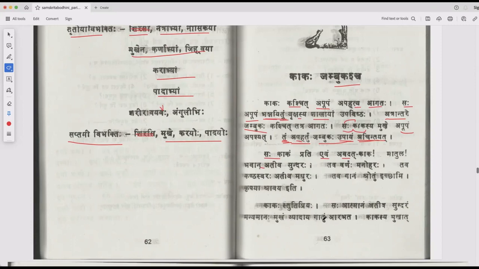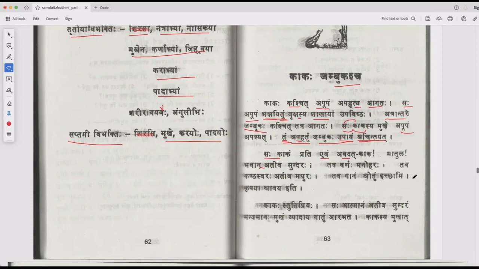Eva is an avadharana, where if I say saha eva kakam prati avadat, it means he said it to the crow only, in that same manner. Eva can be attached to anything. Right. And that confuses me a lot because I don't understand that application very clearly. Okay, so eva is different. Evam, iti, ittham mean 'in this manner'.